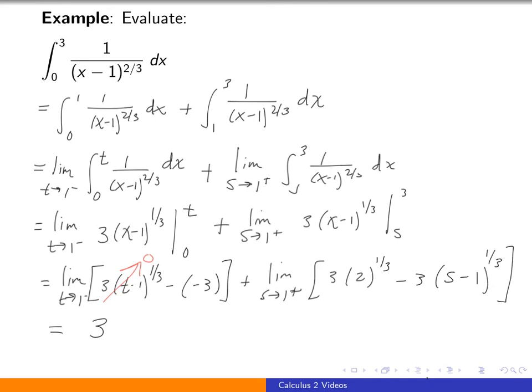So now, once again, thinking about what happens to the term with s. As we approach 1, 1 minus 1 is 0, and since that's raised to a positive power, as s approaches 1 from the right, that limit is going to go to 0, and what's going to remain is simply the constant 3 times 2 to the 1/3. And this gives us the value of our definite integral, 3 times the quantity 1 plus the cube root of 2.